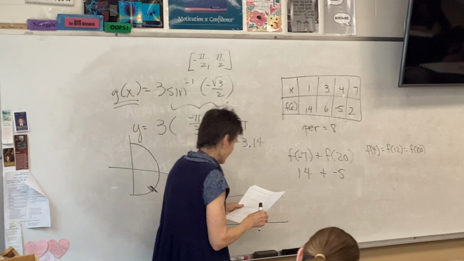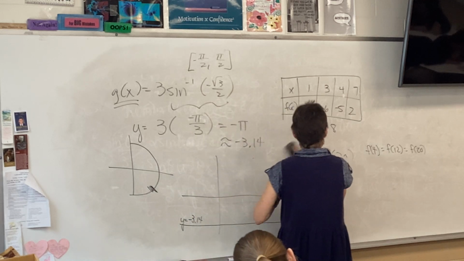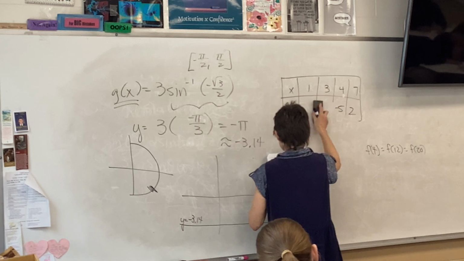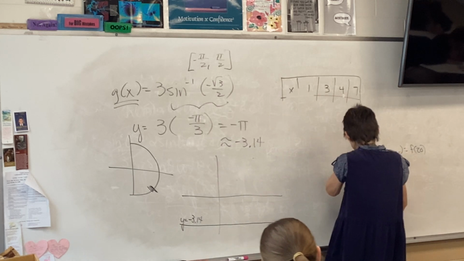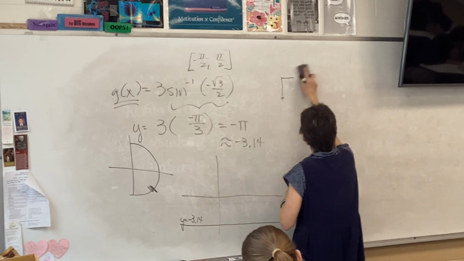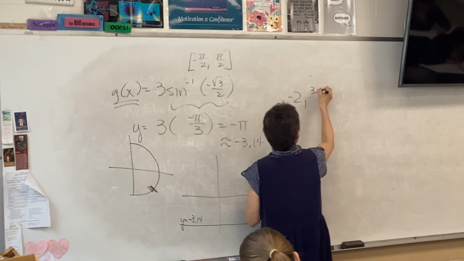Next one, this is an easy one, you got this one. Which of the polar coordinates is equivalent to (-2, 3pi/4)?